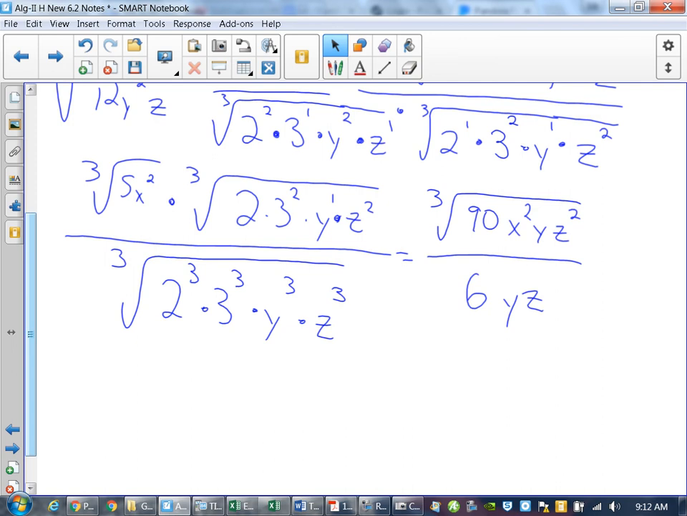Shall we do another? Did you leave it like that? Yeah, you're done, because you got rid of the radical in the denominator, and there's nothing up here that I can simplify.